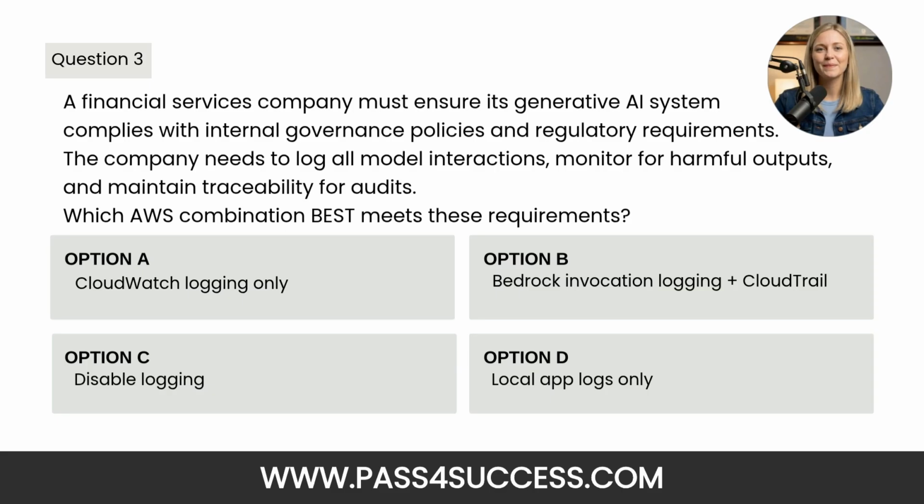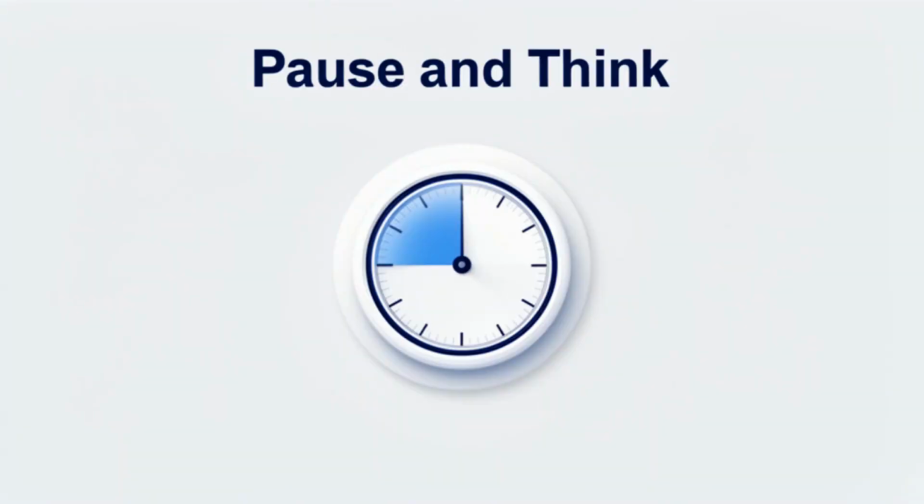Question 3. A financial services company must ensure its generative AI system complies with internal governance policies and regulatory requirements. The company needs to log all model interactions, monitor for harmful outputs, and maintain traceability for audits. Which AWS combination best meets these requirements? A. CloudWatch logging only. B. Bedrock invocation logging plus CloudTrail. C. Disable logging. D. Local app logs only. Take a few seconds to think.